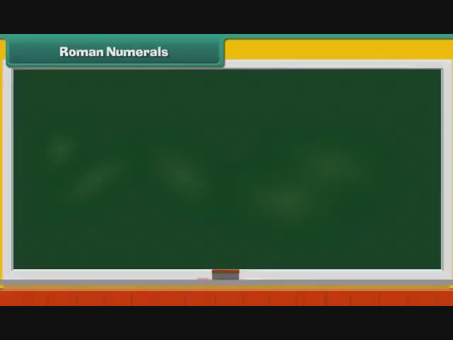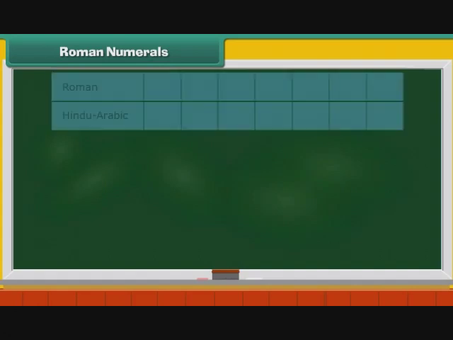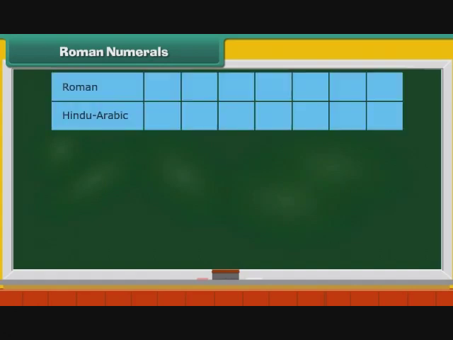Roman numerals. The numbers we studied so far are the Hindu-Arabic numerals. Let us now look at Roman numerals. 7 symbols are used to form Roman numerals. They are I, V, X, L, C, D and M. They correspond to the Hindu-Arabic numerals 1, 5, 10, 50, 100, 500 and 1000.